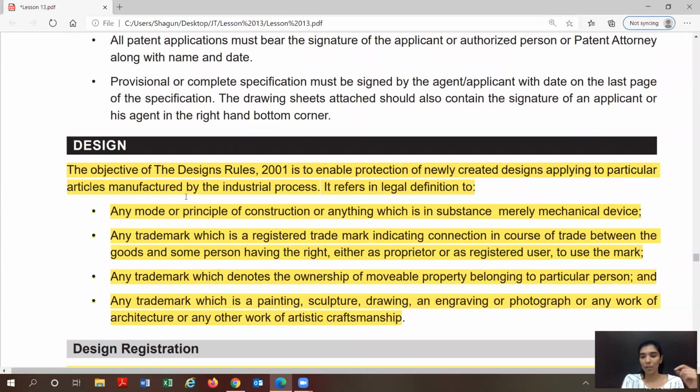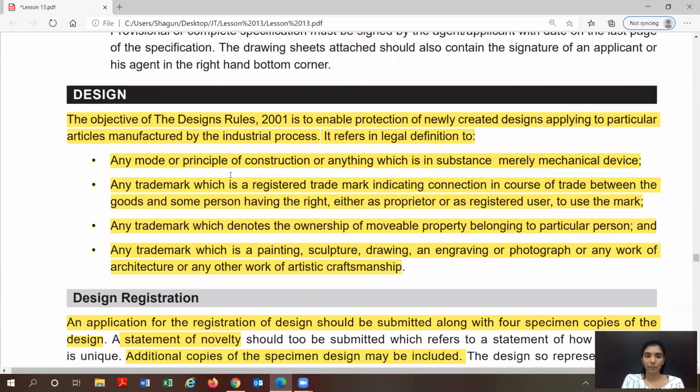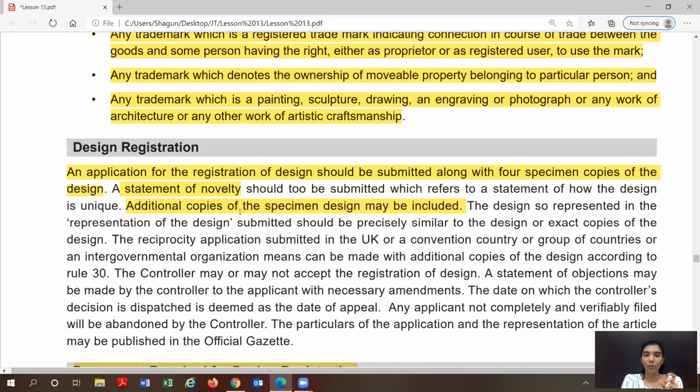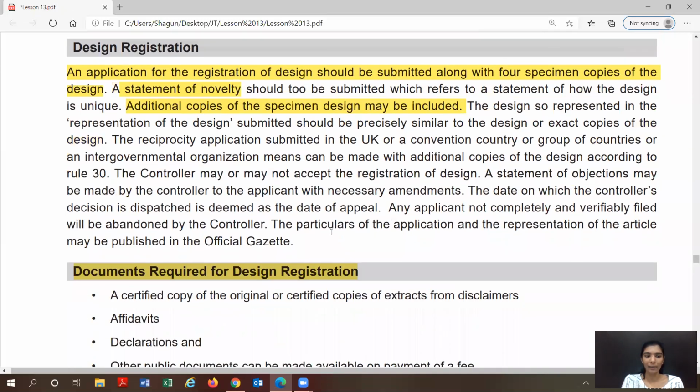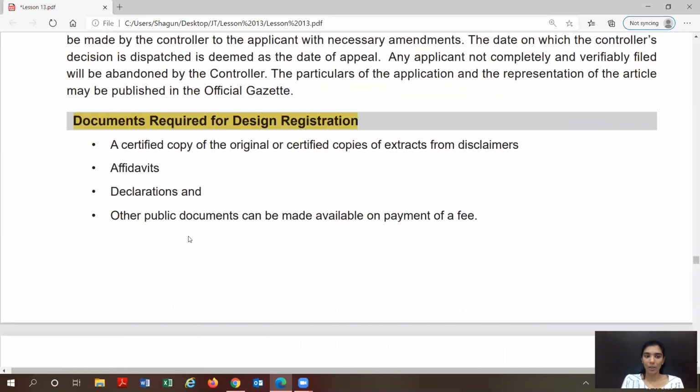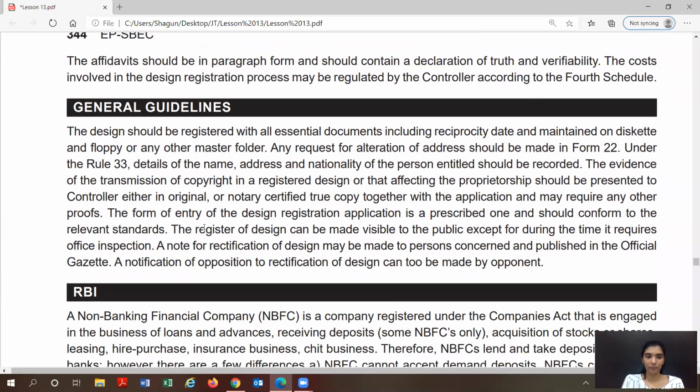Next is designs. अगर आपकी कोई specific design है, आप उसको भी protect कर सकते हैं under the Design Act. An application for registration of design should be submitted along with four specimen copy. आपको 4 copies देनी है आपकी design की, and you have to give a statement of novelty. मतलब आपका design क्यों unique है, that you have to mention in the statement of novelty. And you can also give additional specimens of your design. Design के लिए आप registration के लिए apply करते हो, तभी you have to firstly give copies of your disclaimers, affidavits, declarations, public documents. Can also be made available on payment of fees.